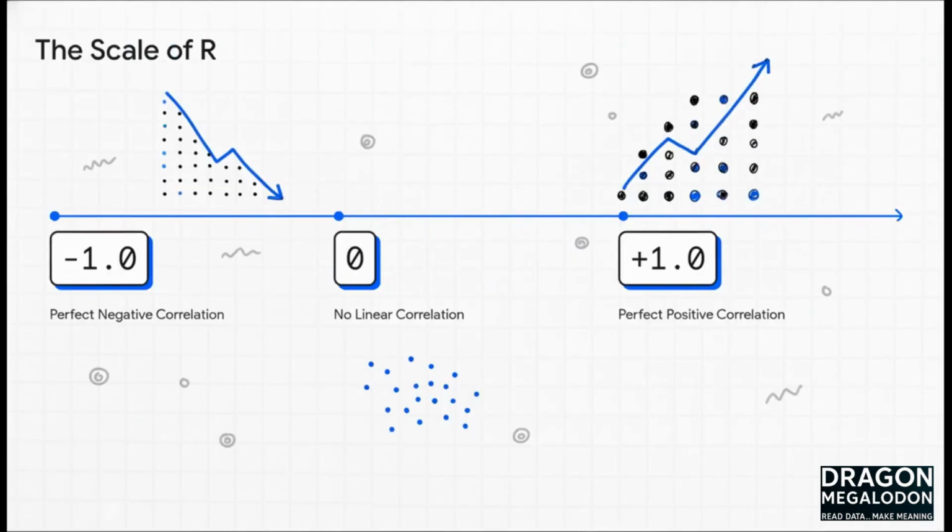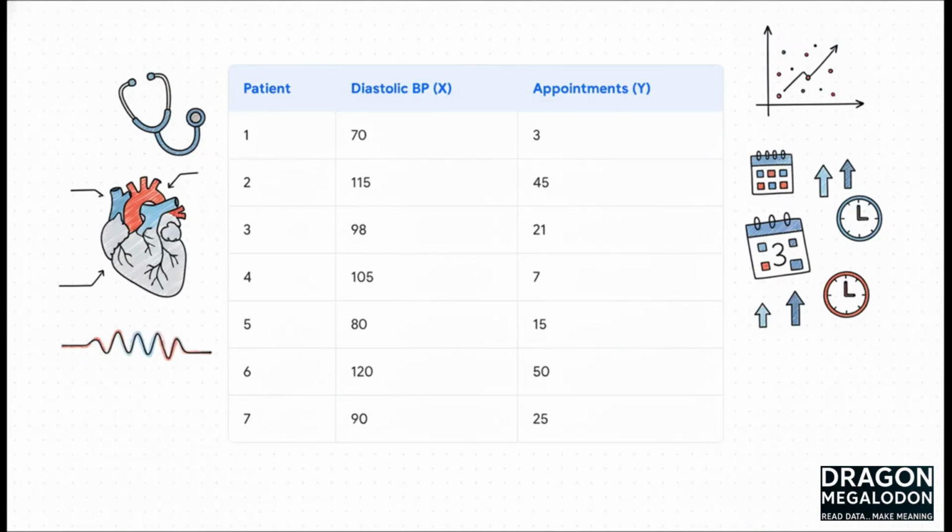So this number, R, it always lives on this scale from -1 to +1. That's it. -1 means a perfect, straight, downhill line. +1 is a perfect, straight, uphill line. And a 0, that means there's absolutely no linear relationship between the two things. None.